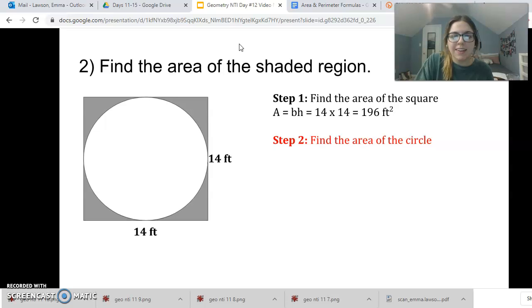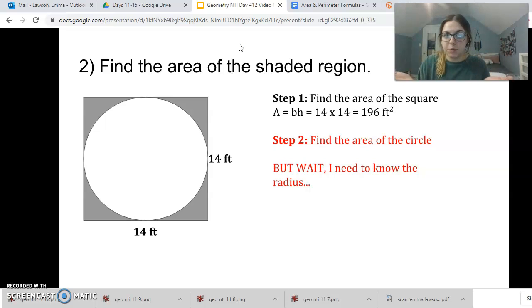Well, this didn't directly tell me anything about the circle, right? No part of the circle is labeled. And I need to know the radius in order to find the area. That's what we talked about with the last problem, was I had to find the radius. That's not labeled. Neither is the diameter. So what do we do?